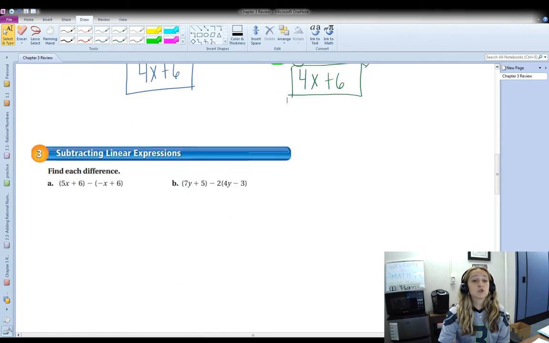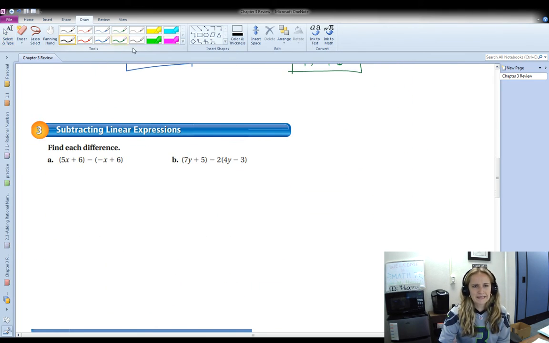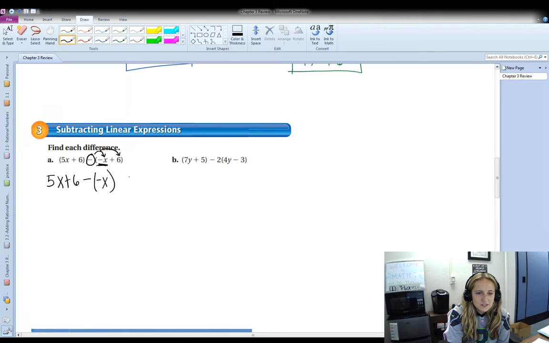All right, now let's look at subtracting. The biggest thing that we want to remind ourselves about, finding the difference, is this subtraction sign changes everything, okay? What I taught you in 3.2 is that I want you to distribute it into each of the parentheses first, before you go any further, so that you pay attention to it. So for example, we have 5x plus 6. If you are subtracting a negative, because this is a negative x, what does it turn into? If you are subtracting a negative x, what will it turn into?